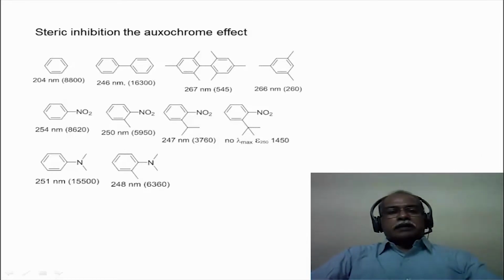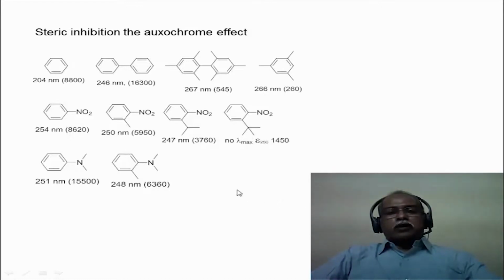This is better illustrated in the case of nitrobenzene. Nitrobenzene has an absorption maximum of 254 nanometers, corresponding to the lowest energy pi to pi star transition, for example. When you introduce a methyl group, it is shifted to 250 nanometers, and the intensity is also reduced to 5950 from 8620, which is the epsilon value. The numbers given in the parentheses are the epsilon value, or the extinction coefficient, of these transitions.